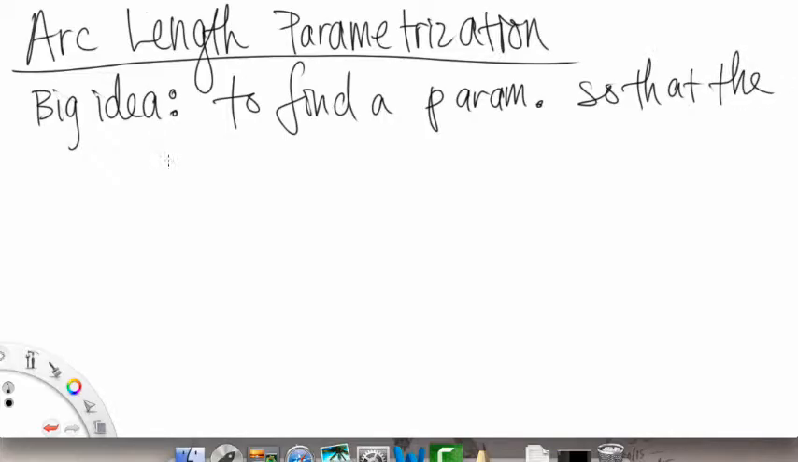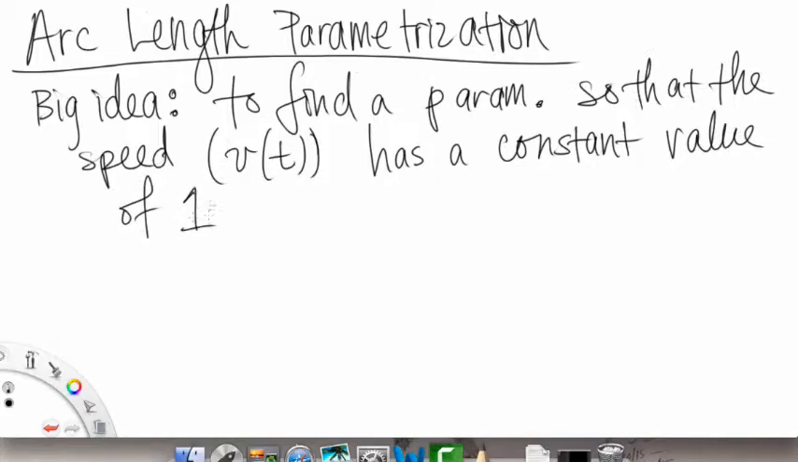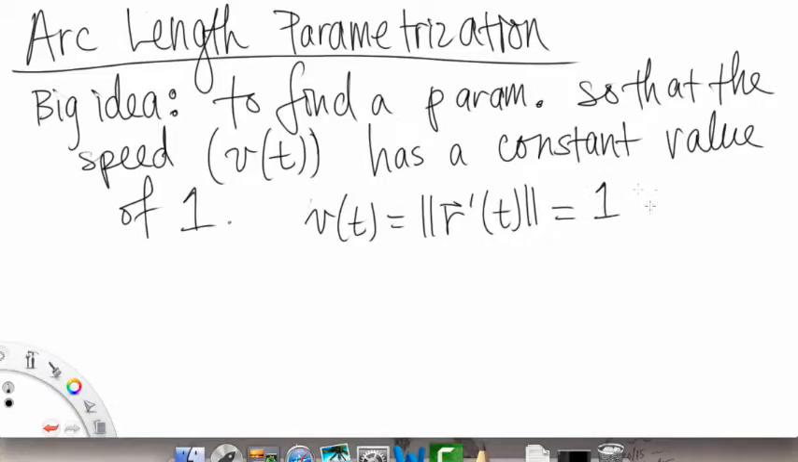so that the speed, and this is what we just learned, our v of t, has a constant value of 1. Okay, 1's a pretty simple value there. So basically what we want is for our v of t, also known as the magnitude of r prime of t, to equal 1 for all t. There we go, for all time.